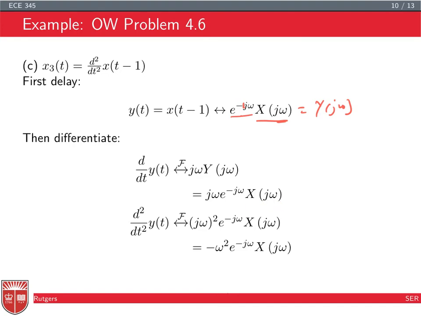And then when we differentiate the second time, it is the same principle again. So we have to multiply by another j omega. So it's going to be (j omega) squared, e to the minus j omega, X of j omega. So in the end, it's going to be minus omega squared, e to the minus j omega, X of j omega. You could have easily seen this without going through such details in the steps. So this represents (j omega) squared, which is two differentiations, and this part here represents the delay.